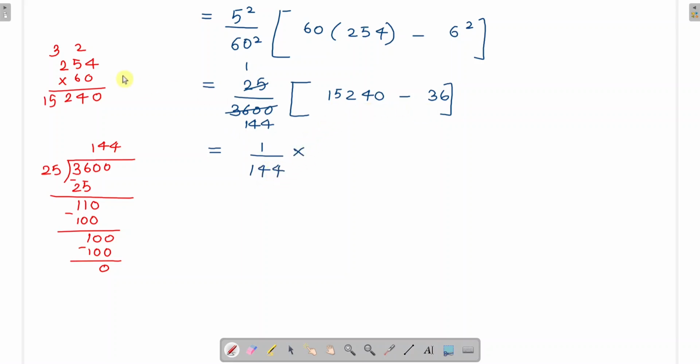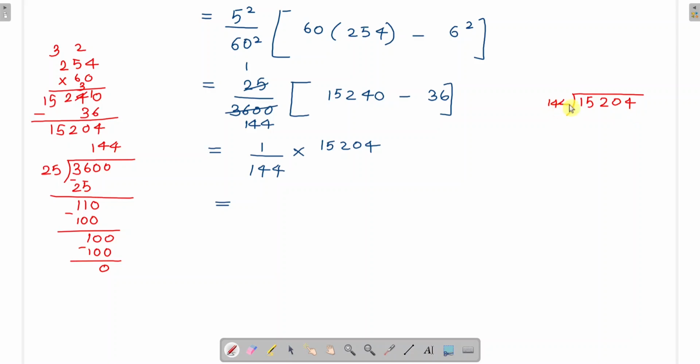let us subtract 36 from this 15240. So 15240 minus 36, 10, 1 borrowed, 3 remains, so 15204. Okay, so this will be equal to, now we have to divide 15204 by 144.